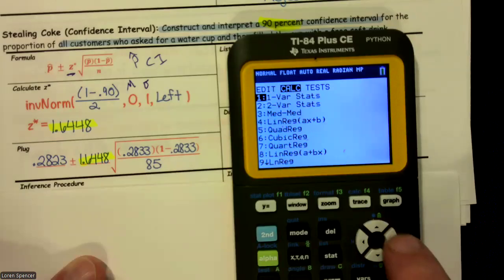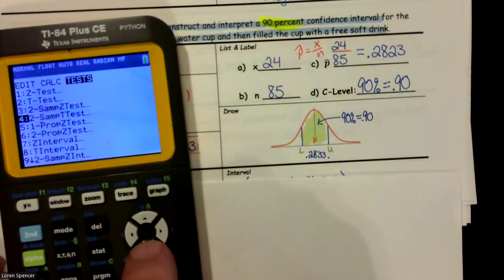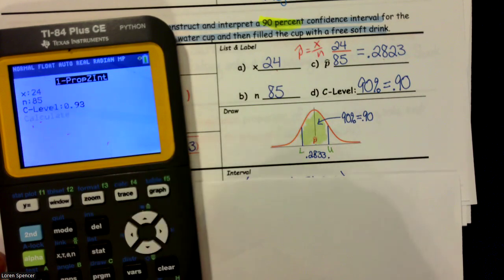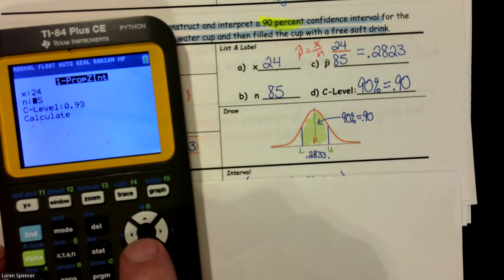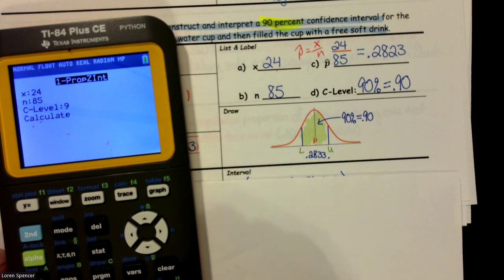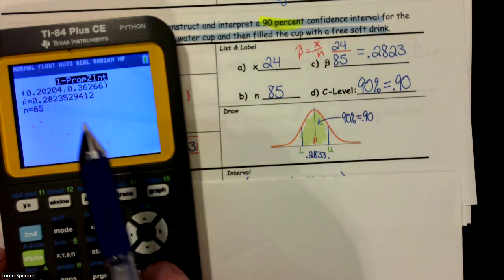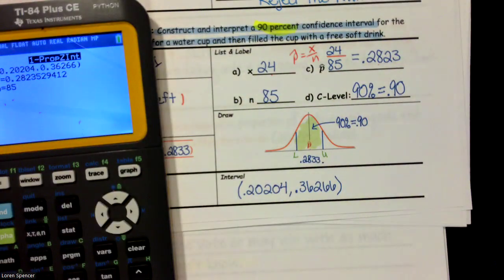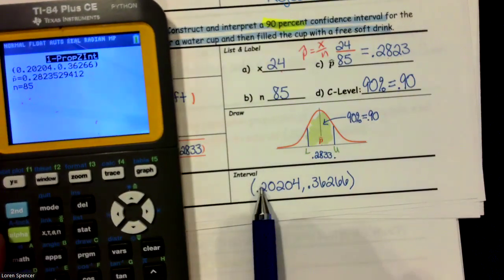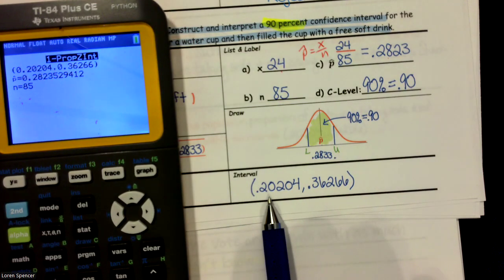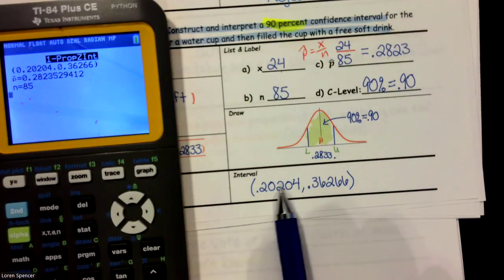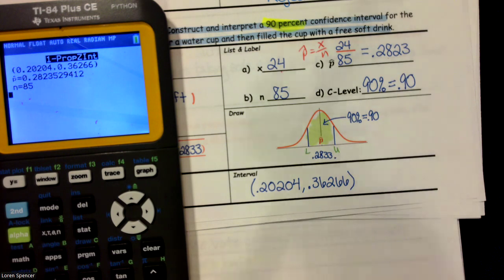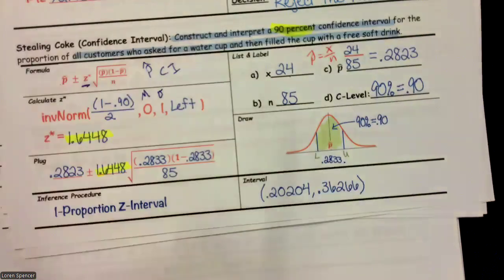So to run it, we're going to go Stat, Test, and drop all the way down to letter A in this case. We have 24 and 85, and I'll change that confidence level to 90 divided by 100, so 90%. And we end up with 0.2024. So based on our interval, we think that the Slurp Shack is having 20% to 36% of customers taking Coke. We don't know where it is. If we wanted to get that interval smaller, we probably need to increase our sample size.